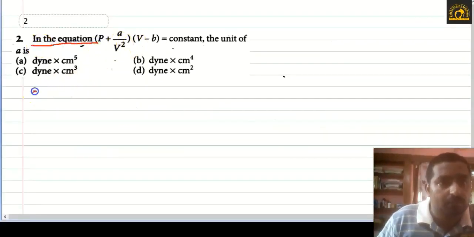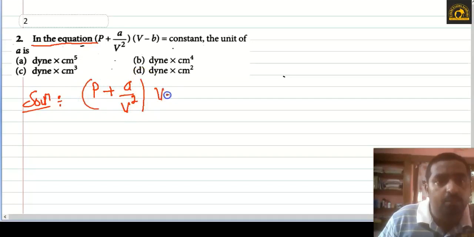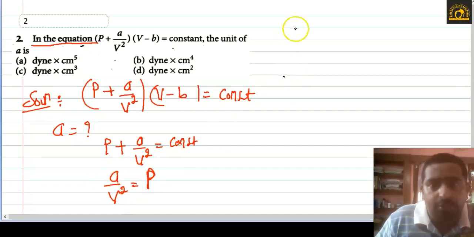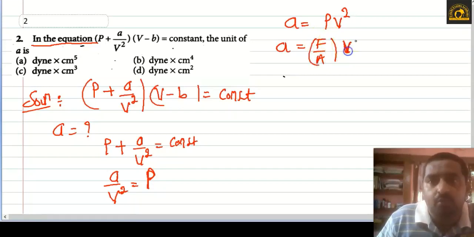The equation P plus A divided by V square, into V minus B, is equal to constant. So then what is the unit of A? The question is asked. So P plus A by V square is equal to constant. So then A divided by V square is equal to P. The question is asked for the unit of A, then A is equal to P V square. Then P is force divided by area, and V cube, volume, that is squared, sorry.